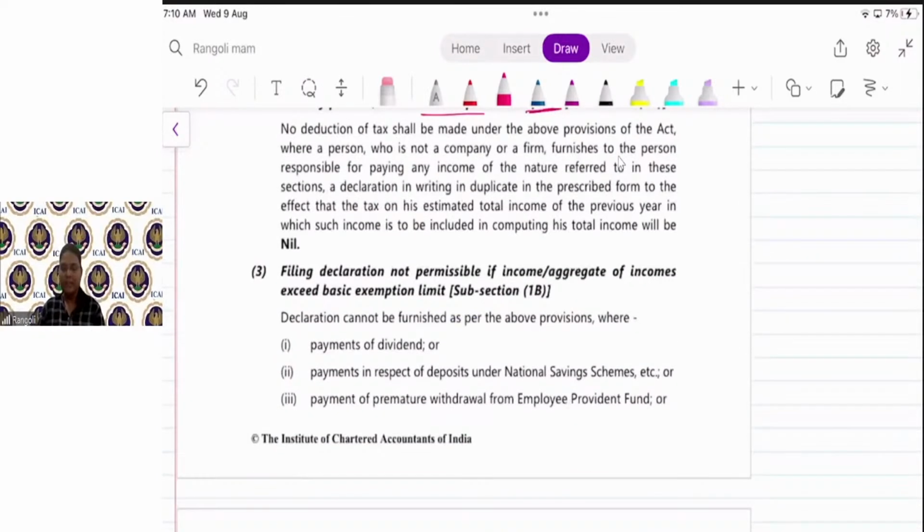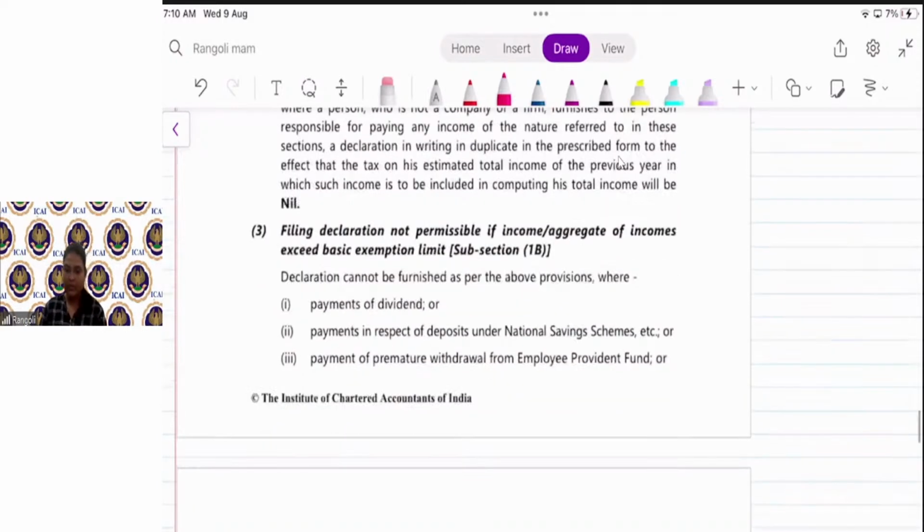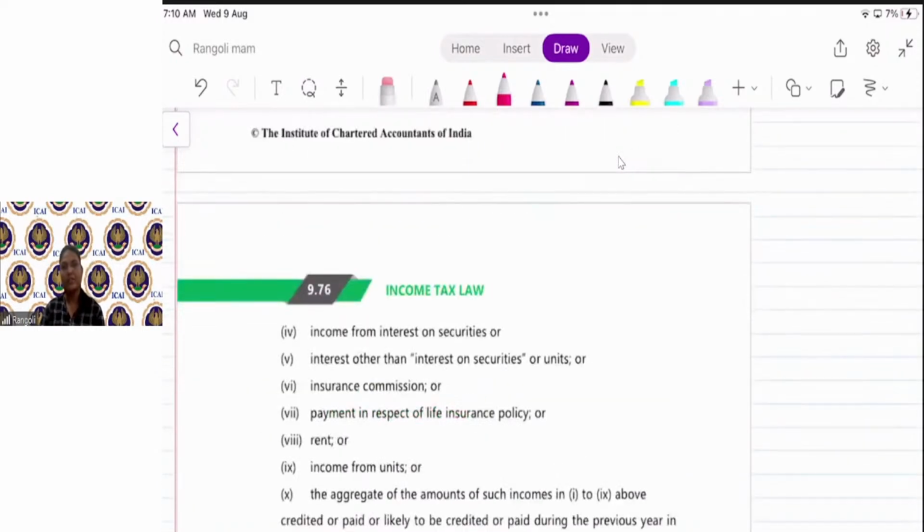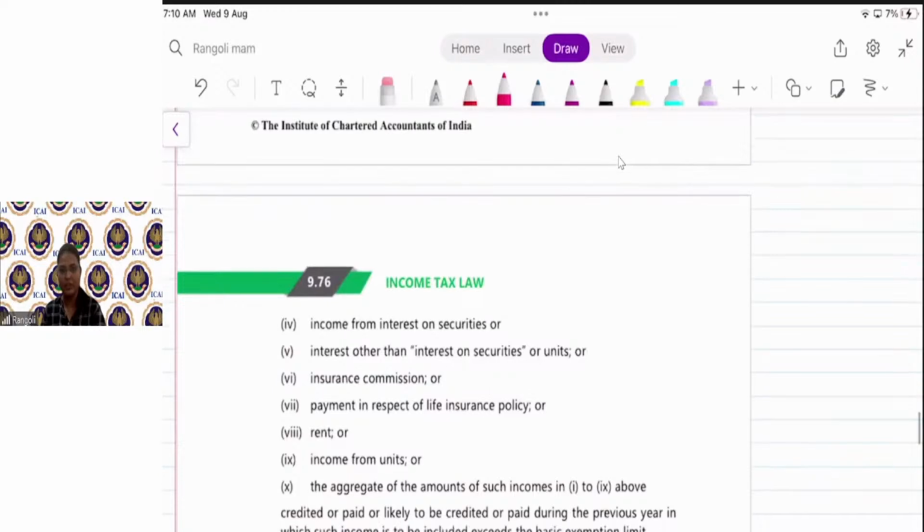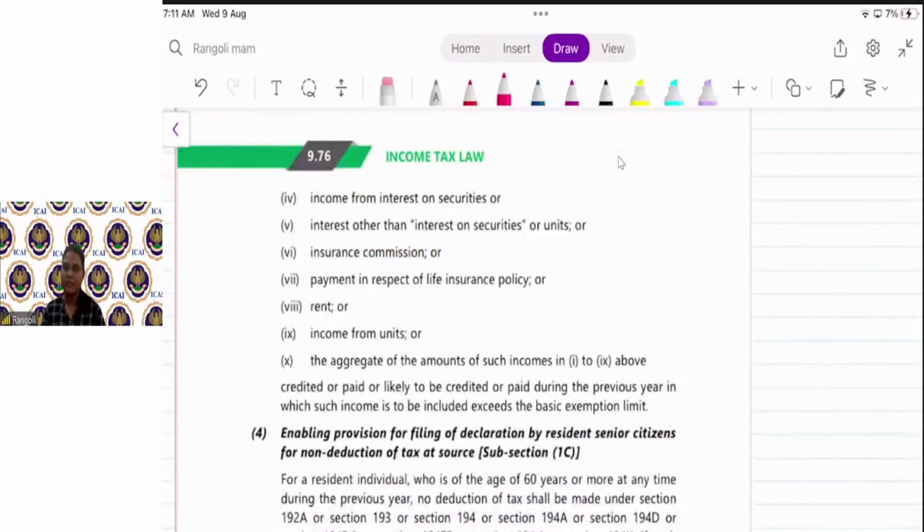You cannot file that declaration if your aggregate income from dividend, NSS, premature withdrawal from provident fund, interest on securities, interest other than interest on securities, insurance commission, life insurance, rent, etc. from all these sources is more than 2,50,000, that is the basic exemption limit, or 3 lakh in case of a senior citizen. Then you are not eligible to apply to the payer for zero deduction of tax under the above provision.